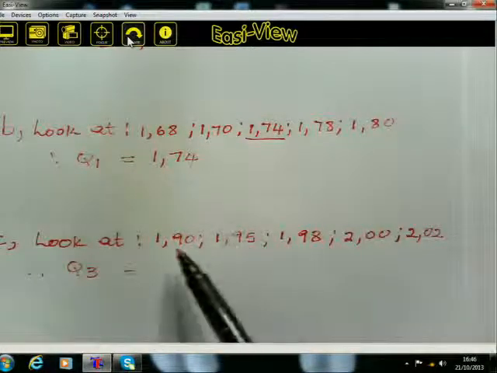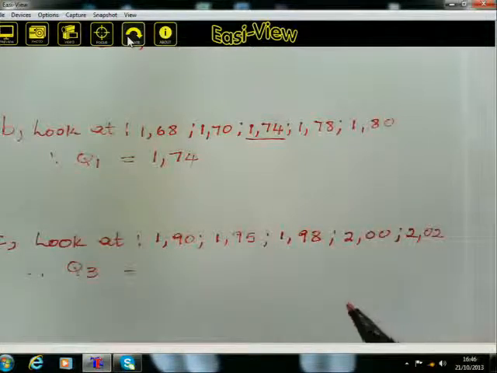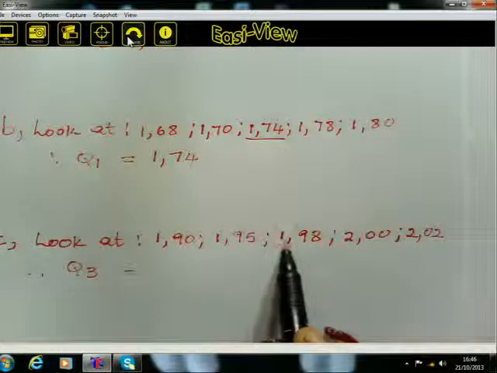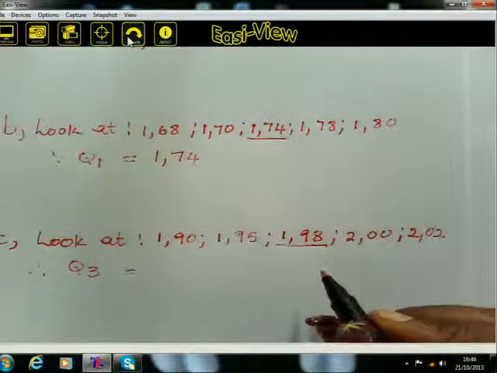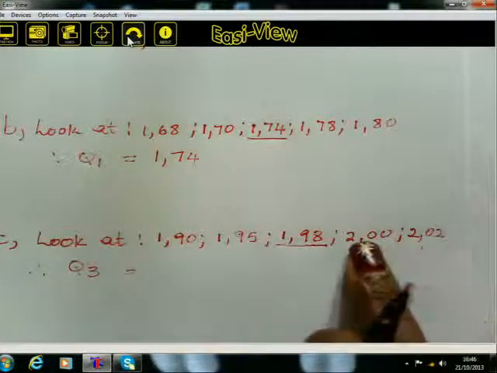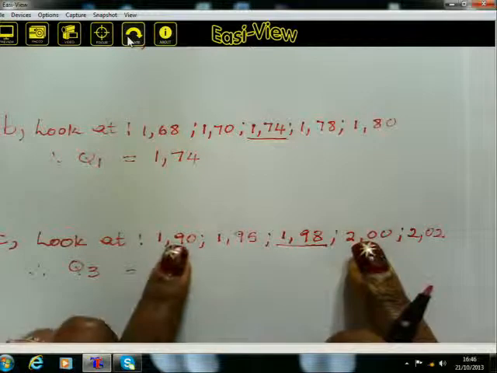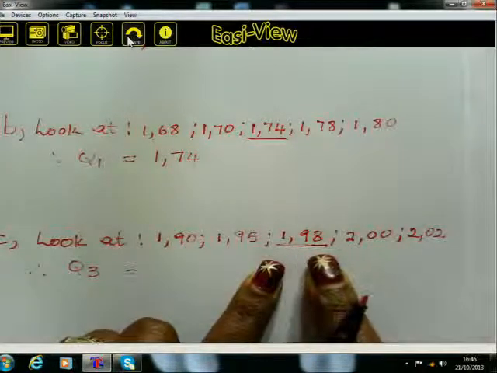Let us count. 1, 2, 3, 4, 5. So the middle one will be what? The middle one will be 1,98. How did you arrive at that? Starting from the right, 1, 2. Starting from the left, 1, 2. So your middle number will be 1,98.